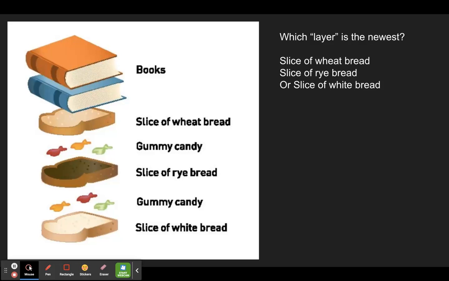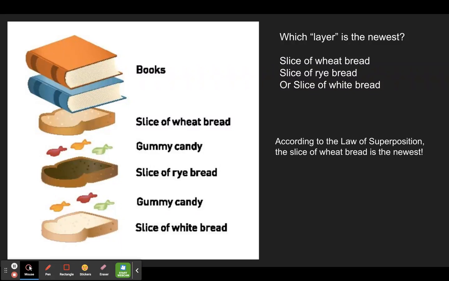I have a question for you. Which layer is the newest? And when I say layer in quotes, if the breads were representing layers of the sediment falling in the ocean floor, which one of these would be the newest according to this picture? Slice of wheat bread, slice of rye bread, or the slice of white bread. I hope I said that correctly. Let's continue. What do you think?